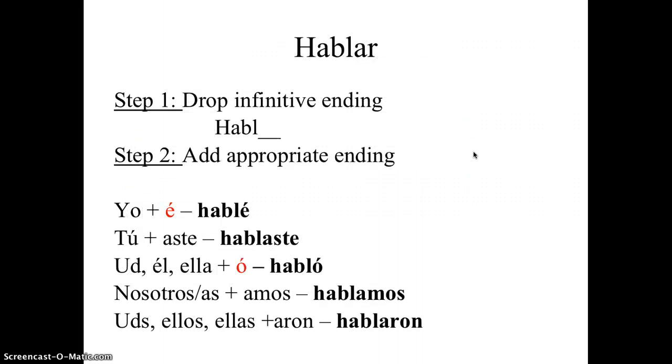So now let's actually conjugate the verb hablar, which means to talk. So the first step we have to do to conjugate this verb is drop the infinitive ending, which in this case would be AR, because it is an AR verb. So when we drop the AR, we are left with HABL. So now we have to add the appropriate ending. For yo, the subject yo, we have to add é. So that means yo hablé.